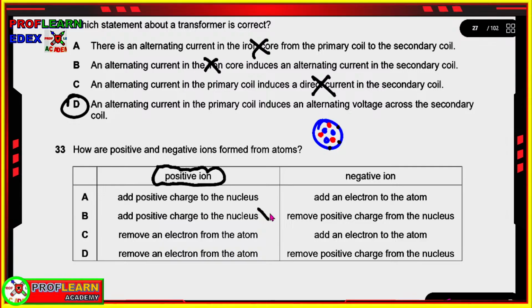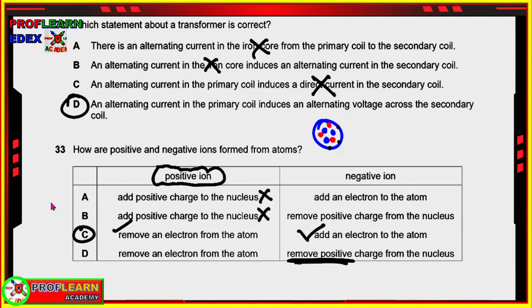So this one is not correct. We remove an electron from the atom, and a negative ion is formed? No. We can never remove a positive charge. A proton cannot be removed from the nucleus. So we add an electron to the atom. So we shall have our correct answer to be what? For number 33, the correct answer there is C.